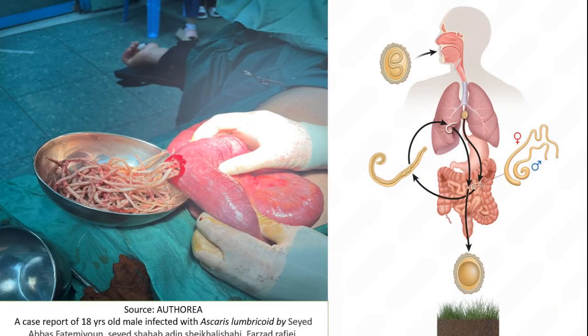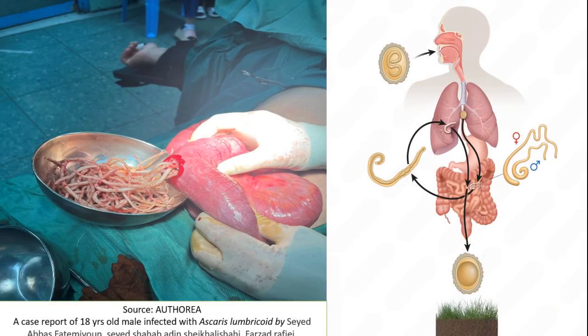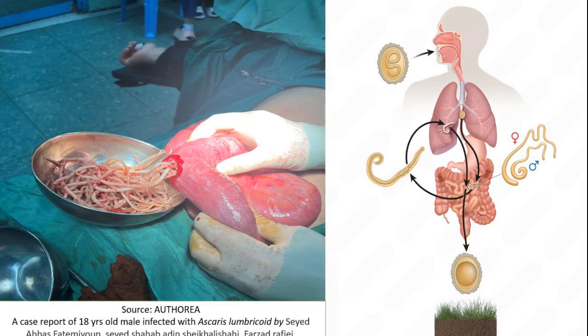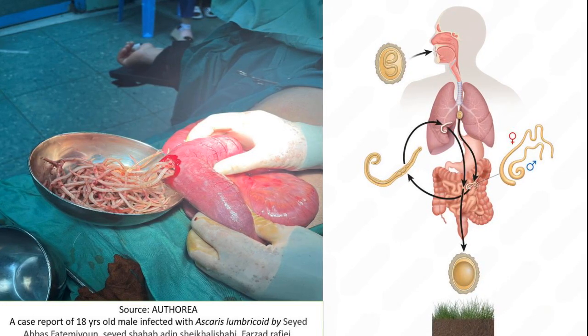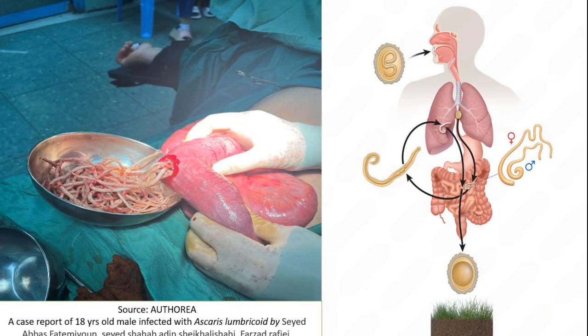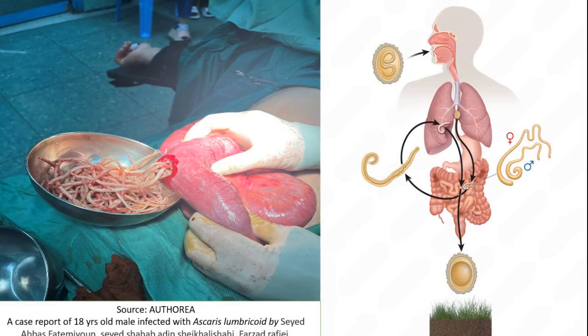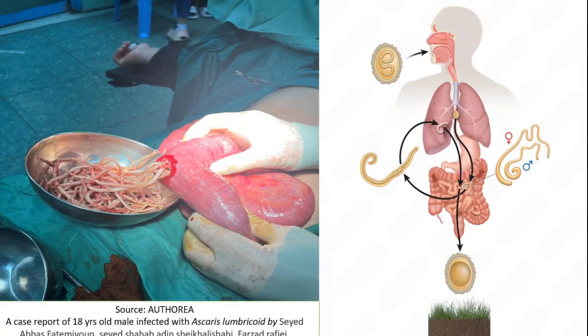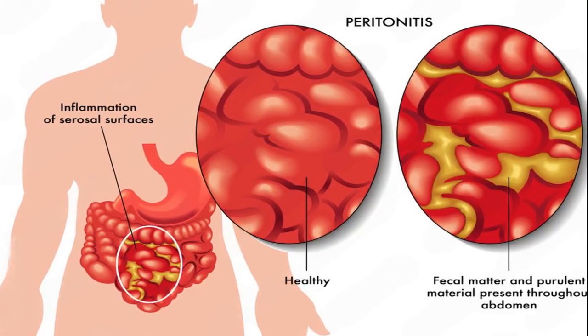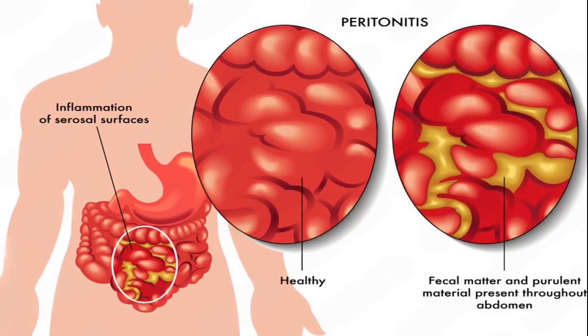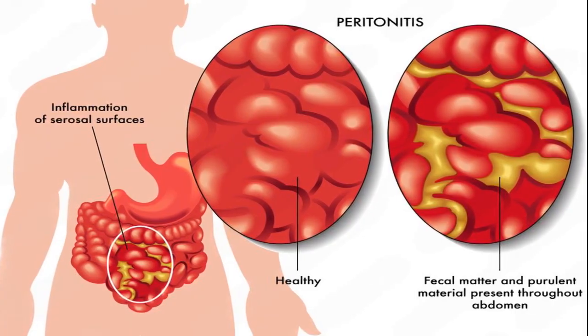Number 6. Can Ascariasis cause complications? Yes, Ascariasis can cause serious complications, especially in heavy infections. These include intestinal obstruction, biliary or pancreatic duct blockage, malnutrition, growth retardation in children, and lung inflammation during larval migration. In rare cases, it can lead to peritonitis if the intestinal wall is perforated.